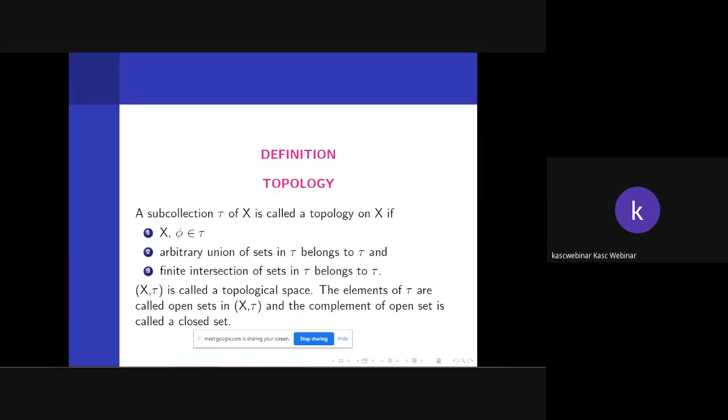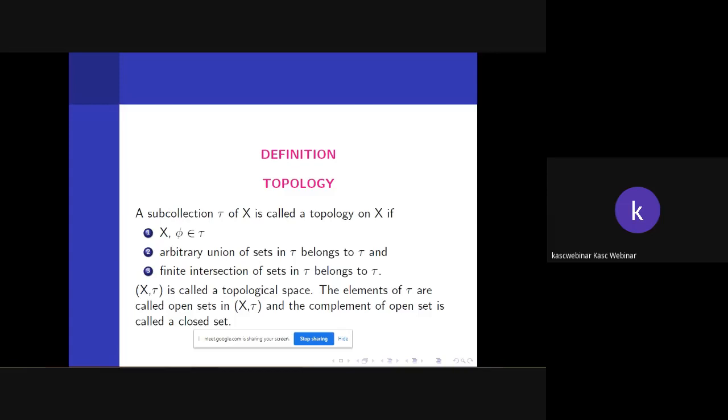See, you have two things. One, for union we consider arbitrary, which means you may have finite or infinite. But while considering intersection, we don't take arbitrary intersection, and that has a reason. We should consider only the finite intersection. If you consider arbitrary intersection, wherein you will have infinite points, the result may not belong to tau. Let me say that with an example.